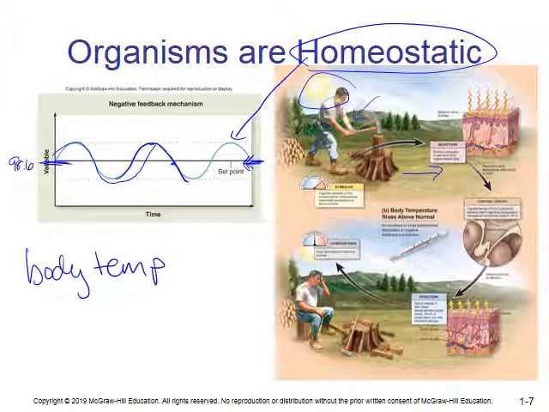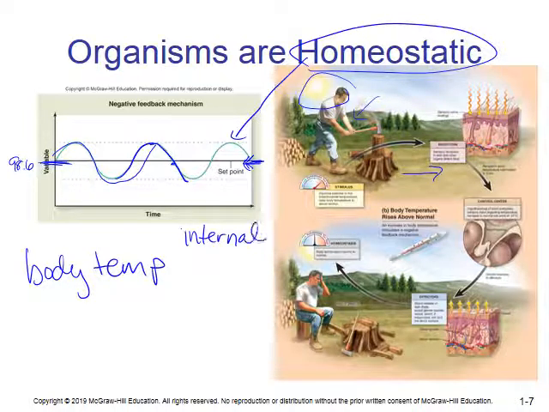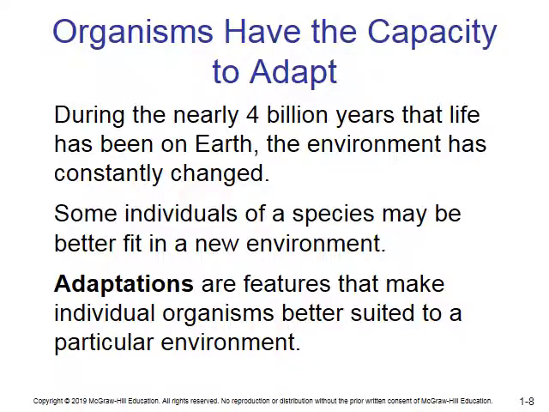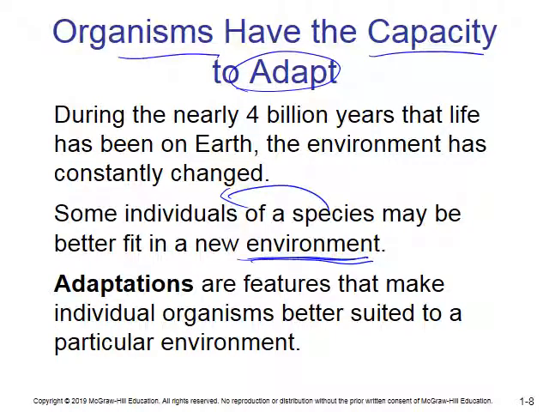You have to be able to adapt, which is the next slide, but this is adapting more to internal. And then on the next slide, we're going to talk about adapting to the external environment. So here, we're talking about how organisms have the capacity to adapt. Due to some sort of environment, species or certain individuals within a species might be able to have a better fit. So maybe they have some adaptation that makes them better suited to survive in a particular environment.